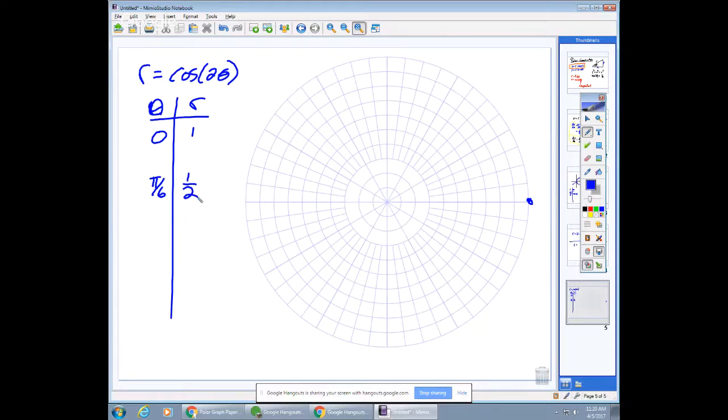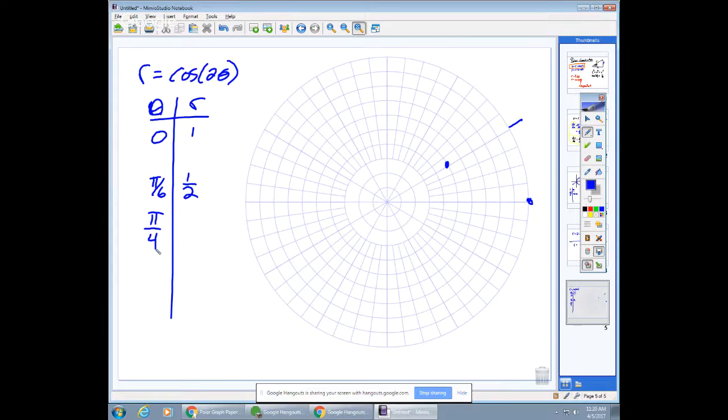So pi over 6 is this angle right here, and 1/2 would be what? 1, 2, 3, 4, 5. That puts me right there. And then usually what would I do next? Pi over 4 would be next.